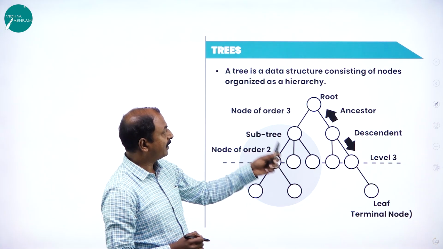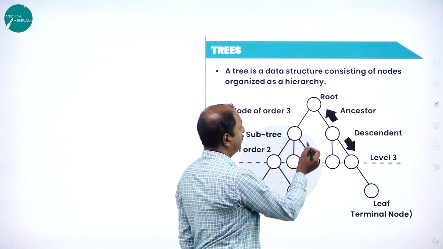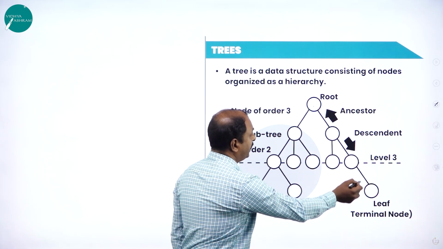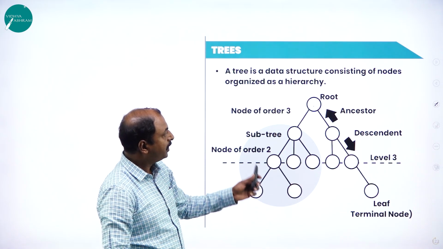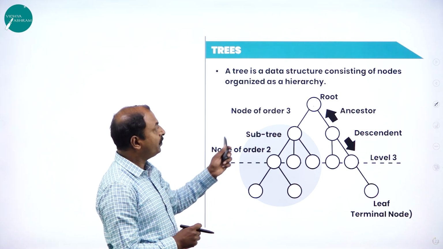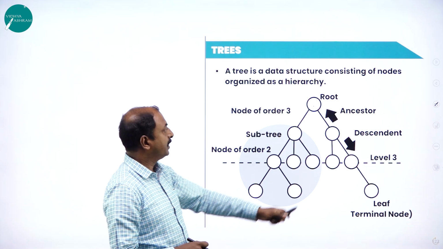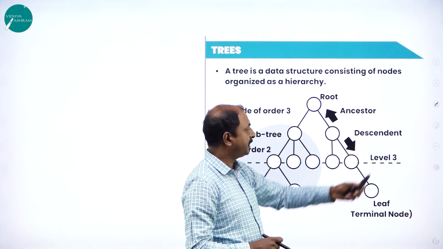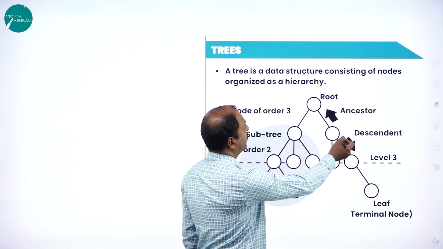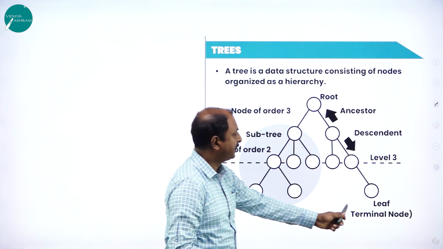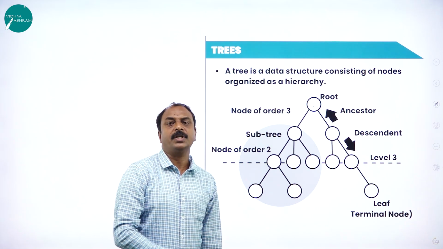Now if you look at the diagram here, these are called nodes. One here, from here, this, here, and all these are nodes of a data structure. And here you can see the definitions of different terms we are using in trees. These are ancestors, descendants, and there are different levels, level 3, level 2 and level 1, and these are the leaf nodes. All these we are going to learn now.